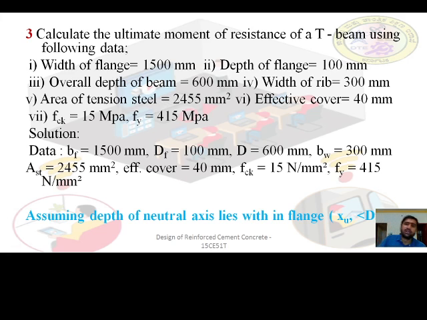Okay, another problem. I am solving another problem, so all types of problems we will be solving. Calculate the ultimate moment of resistance of the T beam using the following data. So read the data here. Directly you can write it down. Like the previous problem, they are given directly. Reading the problem is very important.